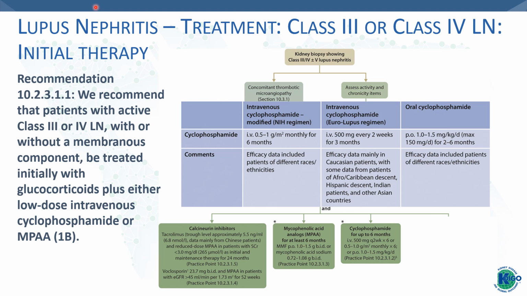Actually, the efficacy data for intravenous cyclophosphamide with the large dose included patients of different races and ethnicities, and also for the oral cyclophosphamide. But for the Eurolupus regimen, efficacy data was mainly from Caucasian patients, with some data from other ethnicities, so its action in different ethnicities is not approved.